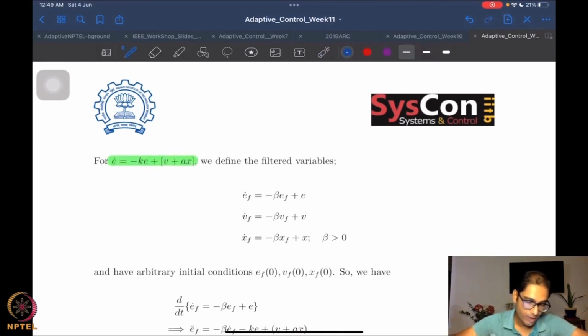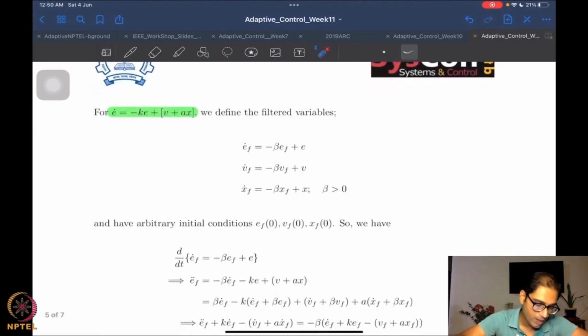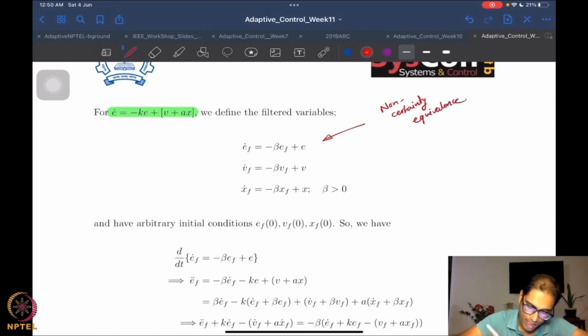Okay. So before we move on, we define some filtered variables. All right. So there is a very particular unique value to these filtered variables. This falls under the purview of what is called non-certainty equivalence. Yeah, you will see why very soon. But before that, we define these filtered variables. It is not very uncommon. Slotine also used these filter variables a long time ago, but here the purpose is different.